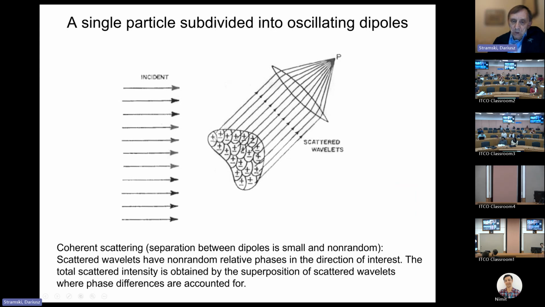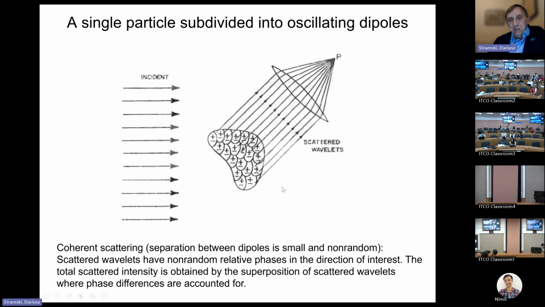And these dipoles are small and non-random, so the scattered waves have non-random relative phases in the direction of interest. So the total scattered intensity at the detector is obtained by superposition of scattered waves where the phase differences must be accounted for. This kind of scenario, when we have to account for phase differences between different sources, in this case multiple dipoles embedded within a single scattering object, is referred to as coherent scattering.